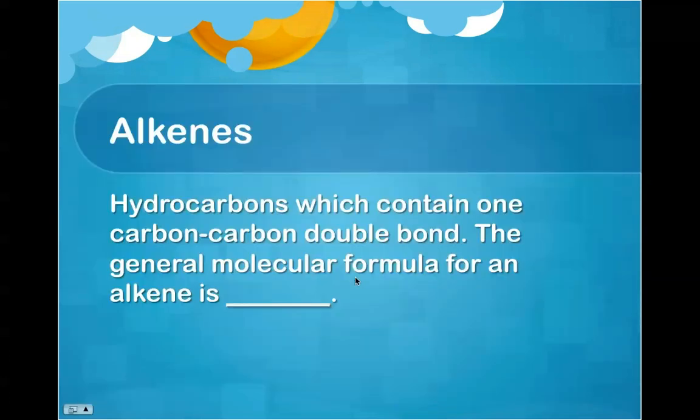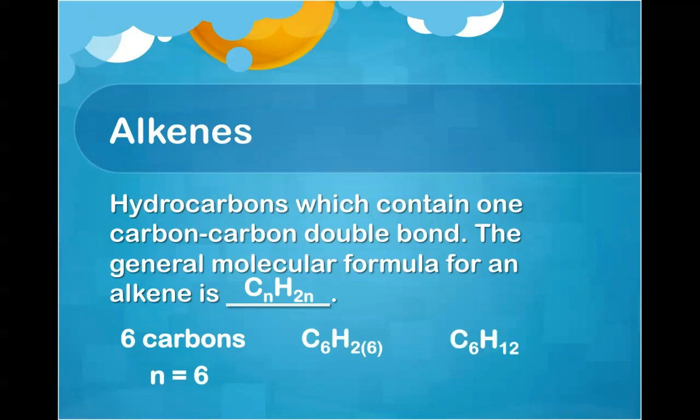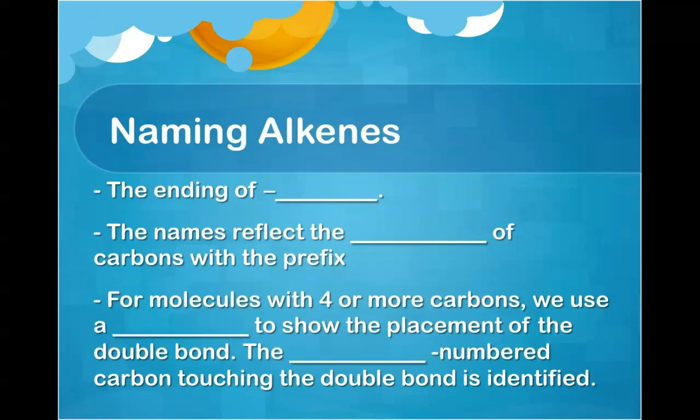An alkene is when we have a carbon-carbon double bond, where our general formula is CnH2n. So if we have 6 carbons, that means my formula is going to be C6H12. So only 12 hydrogens are needed when we have an alkene for a 6 carbon chain. The ending of these is -ene. We're going to be using a prefix to show the number of carbons in our main chain.